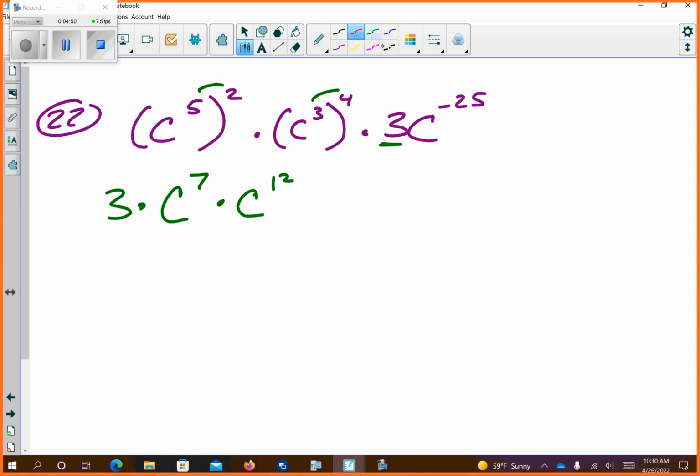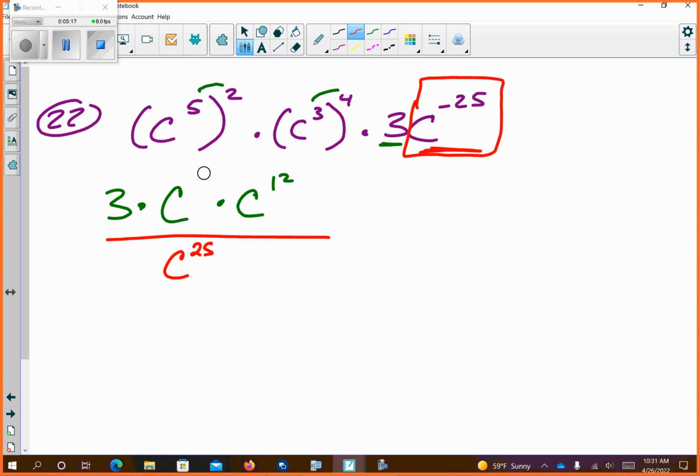What is going to happen with c to the negative 25? Yeah, it moves down. Right now it's sitting in the numerator, so we're forcing it down to a denominator. Oh, yeah, it's 4 times. I messed up here though. What is that? C to the 10th.